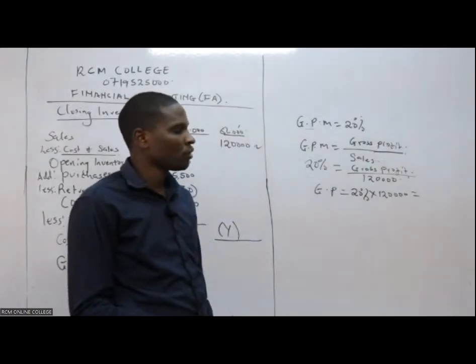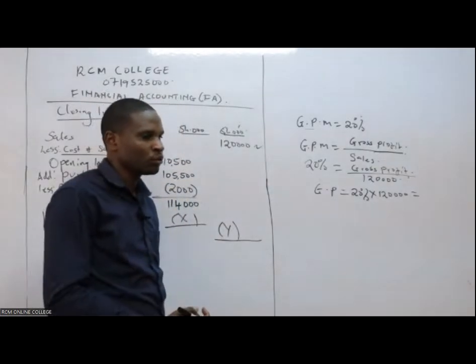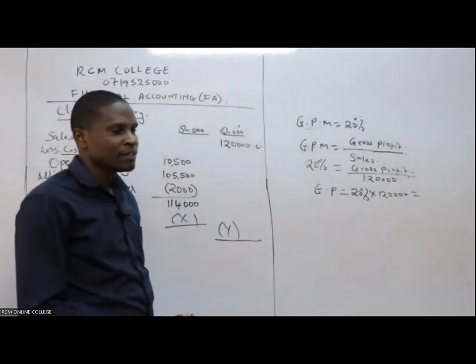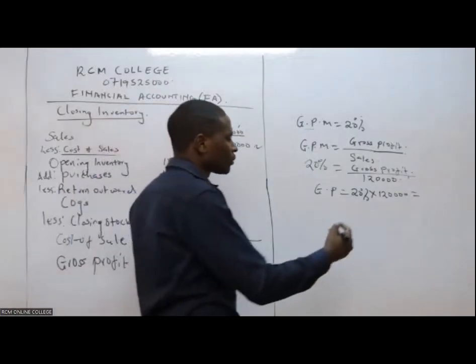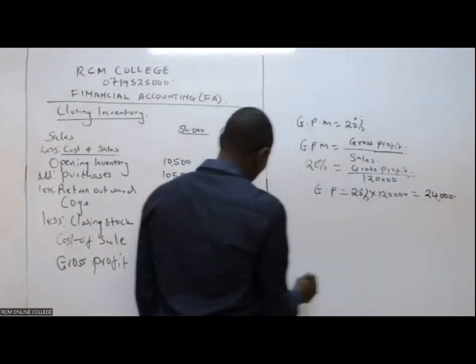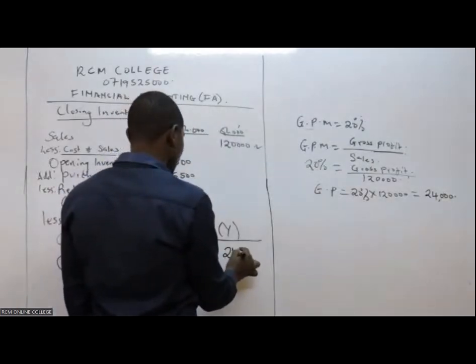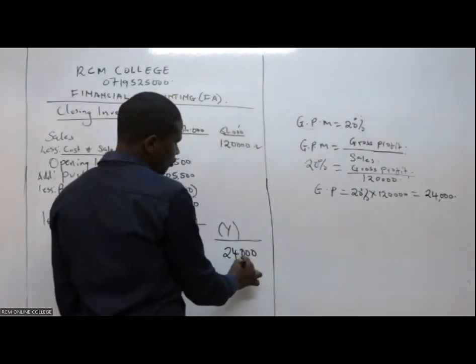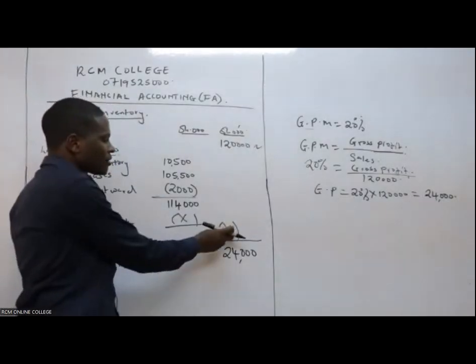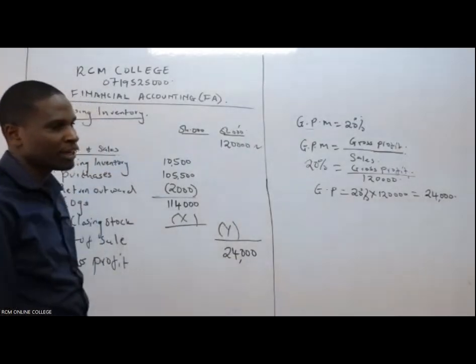I'm waiting for those students who can do this very fast. It is 24,000. So our gross profit here, the unknown, gross profit is 24,000. Is it possible for us to get Y? Can somebody get Y for me very fast?